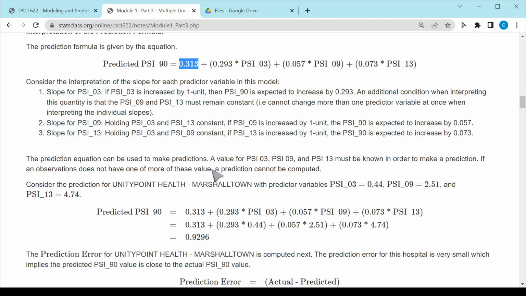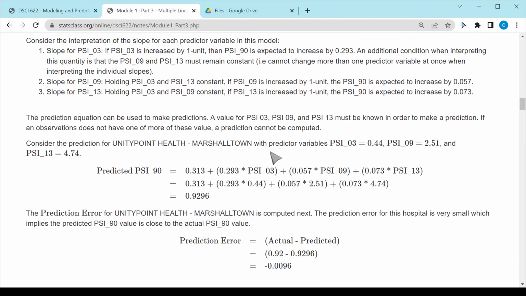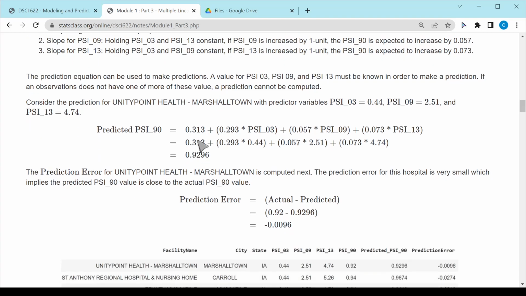To make predictions, all I need to do is to enter in the values for PSI 03, 09, and 13. So here I have a hospital in Marshalltown, Unity Point Health. Suppose that the predictor variable outcomes for this hospital are, for PSI 03, 0.44, PSI 09, 2.51, and PSI 13, 4.74. I simply need to enter these values into my prediction equation.